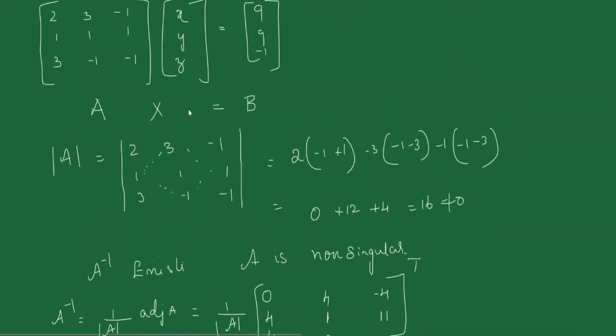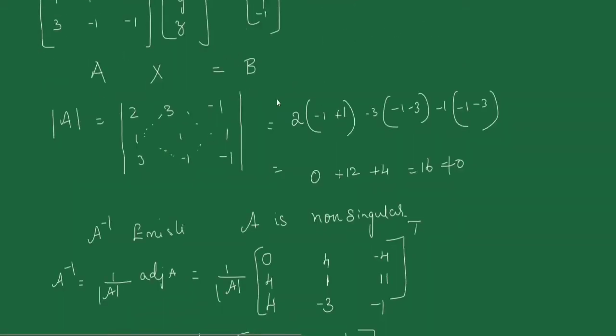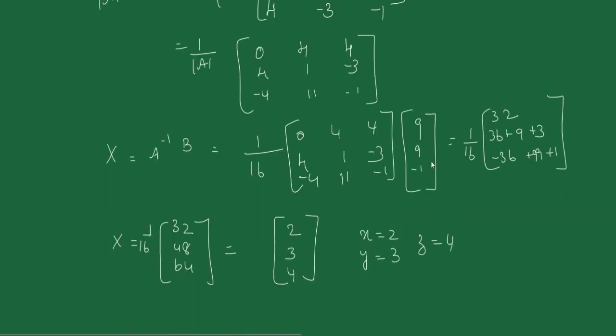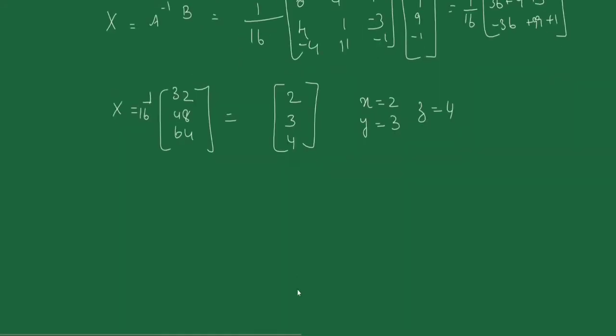Matrix B is the coefficient matrix 9, 9, minus 1. Just multiply. So 0 into 9 plus 4 into 9 minus 4, that gives you 32. 4 into 9, 36 plus 9 plus 3, that is 48. Minus 36 plus 99 plus 1, that will give you 64. So divide by 16, that will give you 2, 3 and 4. So x is 2, y is 3 and z is 4.